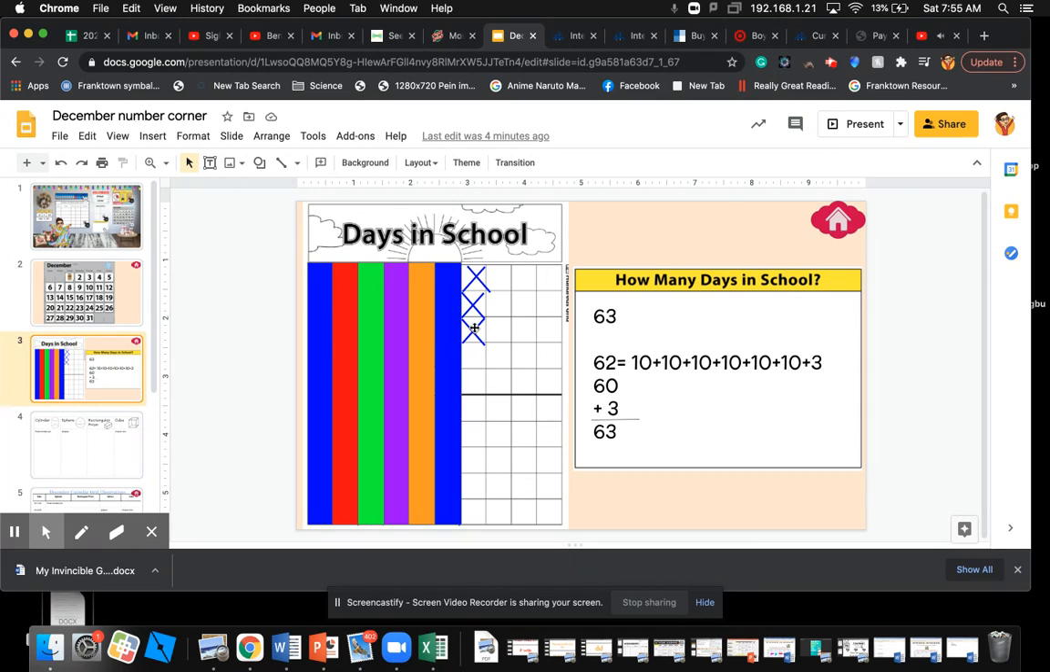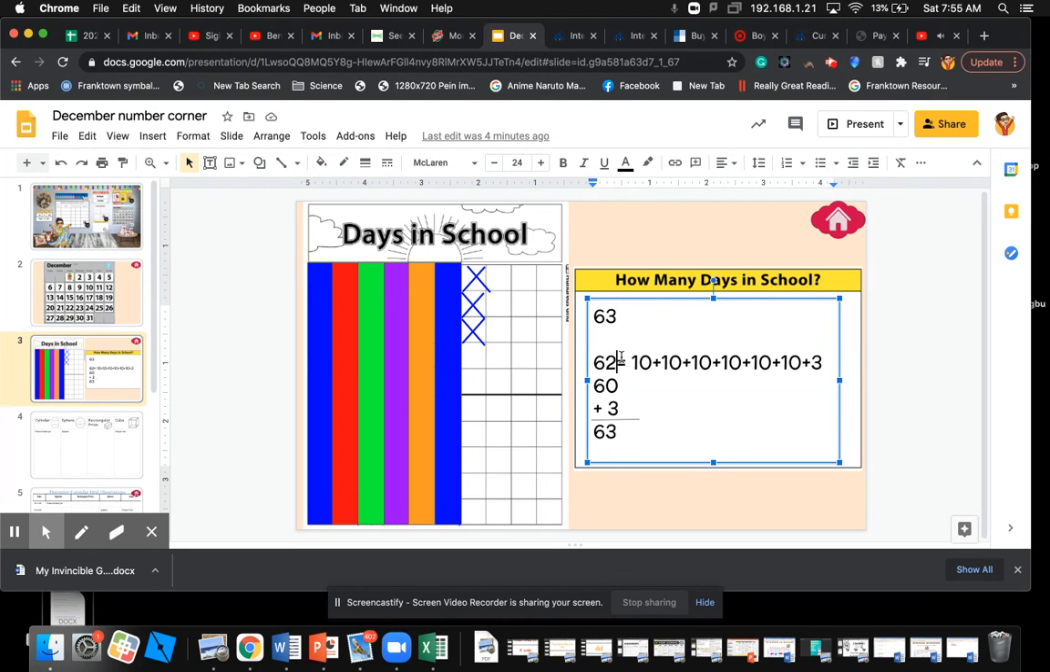All right, we have been in school for 63 days. So I went ahead and added another X. Now we all know to be efficient, I need to count by 10. So 10, 20, 30, 40, 50, 60, 61, 62, 63, just like this number says. But this is not correct. So let's change that to a 3. There we go. 63 is equivalent to 1, 2, 3, 4, 5, 6 tens.